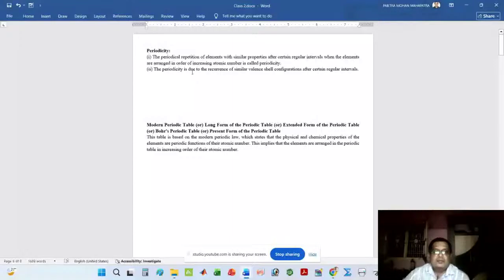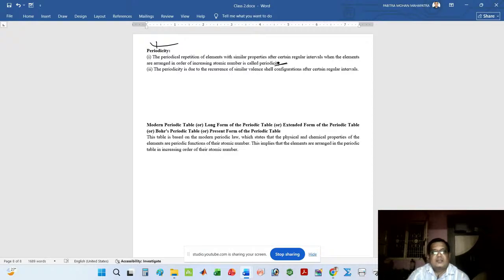Before going to the modern periodic table, remember an important point, that is periodicity. It is an important one mark question in the exam. If a question asks what is periodicity, then you can write like this: the periodic repetition of elements with similar properties after certain regular intervals, where the elements are arranged in the order of increasing atomic number, is called periodicity.